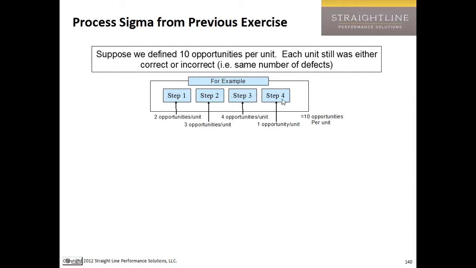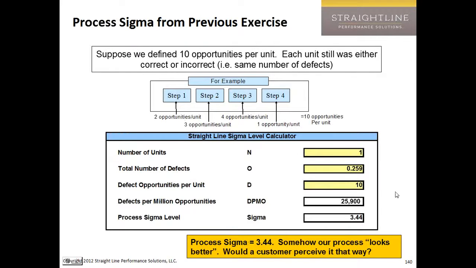Say it was 4 steps in the process. In this case, it's 4 steps. We had 3 before. And we added up the number of opportunities per unit, and we still counted it the same way. Well, what would happen? If we just plugged in 10 opportunities per unit, look what happened to our sigma level. It went up. It got better. And we need to be careful and cognizant of this. We shouldn't be trying to paint a better picture of our process than the process is actually giving to the customer. So my advice would generally be to go with the 1 opportunity per unit as your quick calculation of the sigma level.